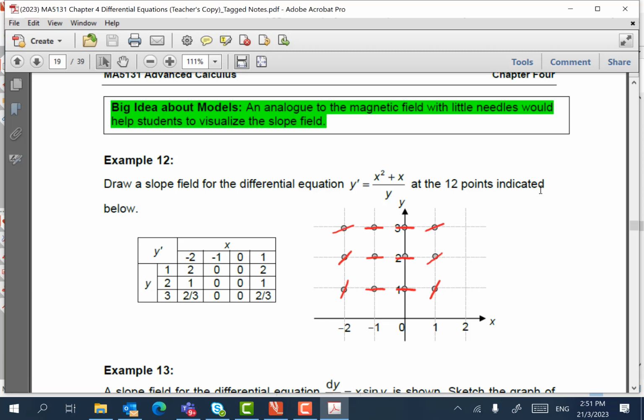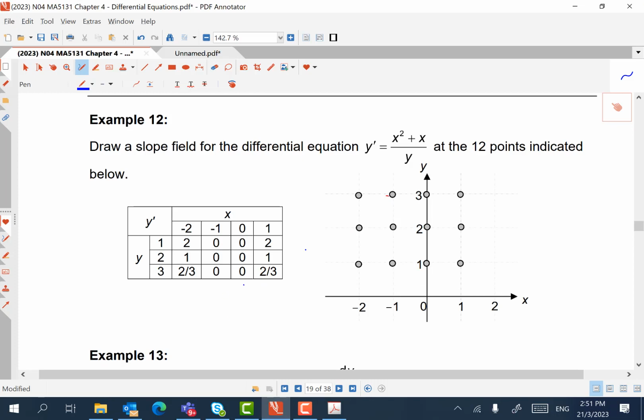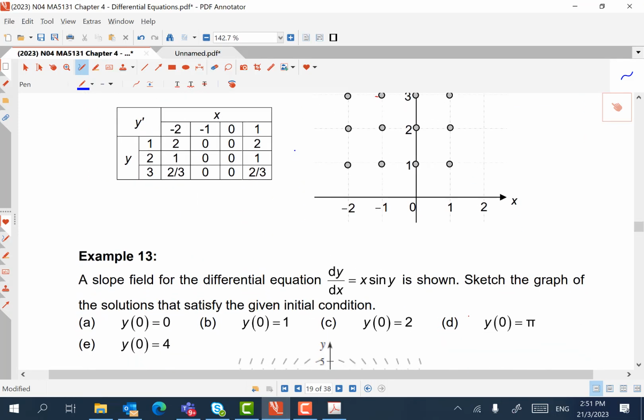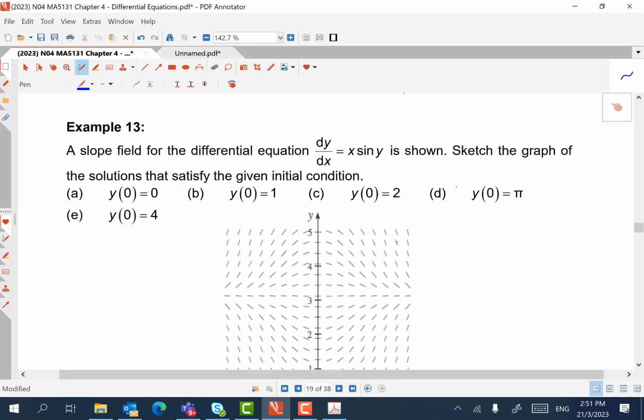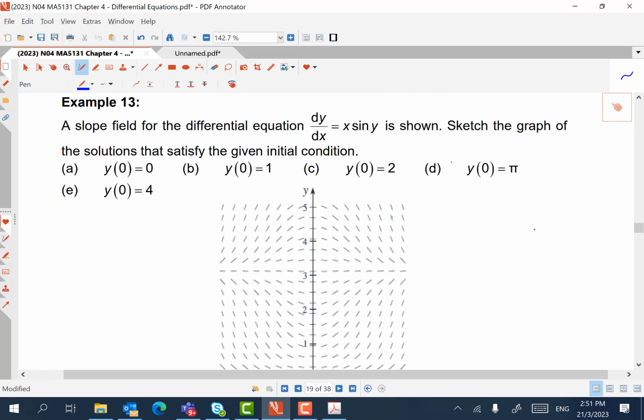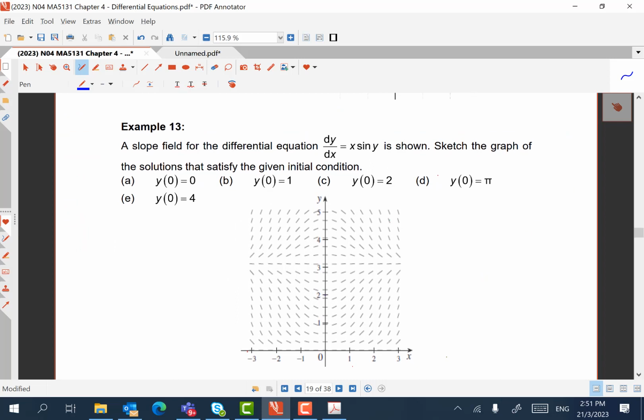Kai Wen, you finished drawing? The same. Okay, number 13. In number 13, you are provided the slope field, and now you want to try to draw the solution curves for these 5 examples: A, B, C, D, and E.